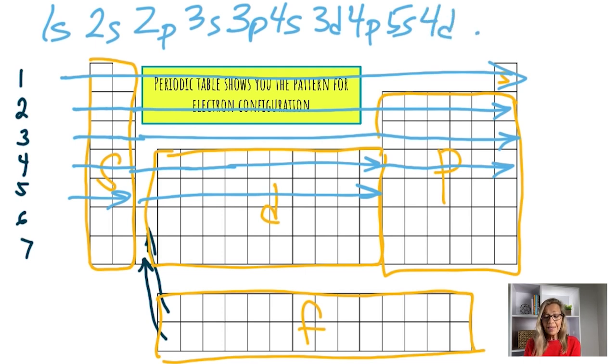So you can use the periodic table to get the order. This is my first little shortcut right here. Use the periodic table to get the order. Now, if you're doing electron configuration, you're probably not going to have to do one any bigger than needing the 4p orbitals, because that would be a whole lot of electrons.